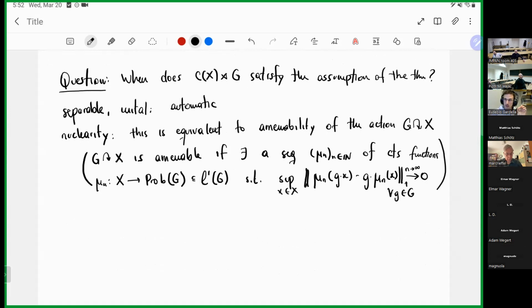I should mention every action of an amenable group is automatically amenable as an action, because you can construct these mu n's from Folner sequences on G if they exist. What is interesting is that this property is also satisfied for certain actions of certain non-amenable groups. For example, the free group acting on its Gromov boundary satisfies this property, although of course the free group is not amenable. So this happens for non-amenable groups as well, and it's automatic in the amenable case. So that's nuclearity. How about simplicity?